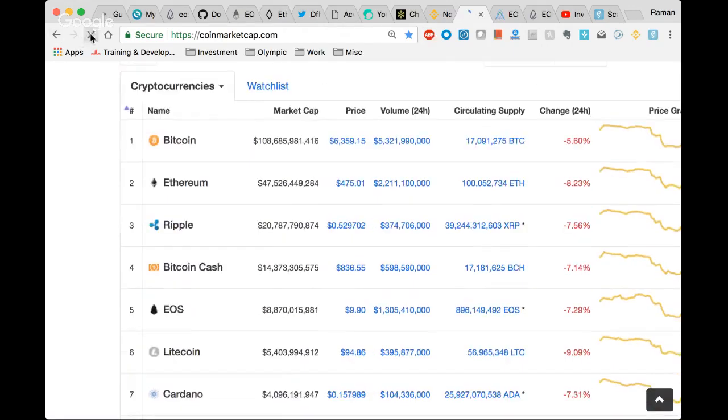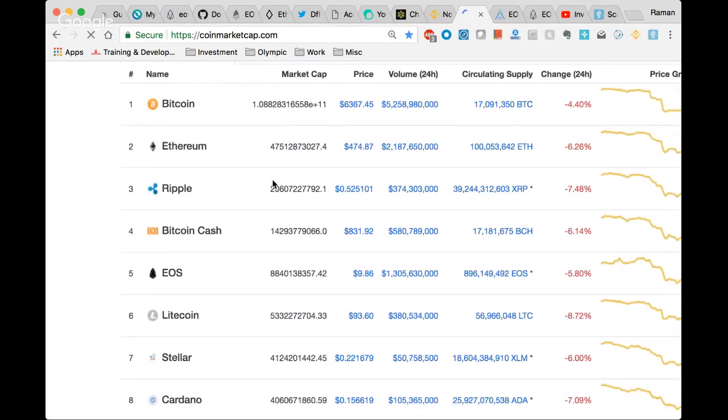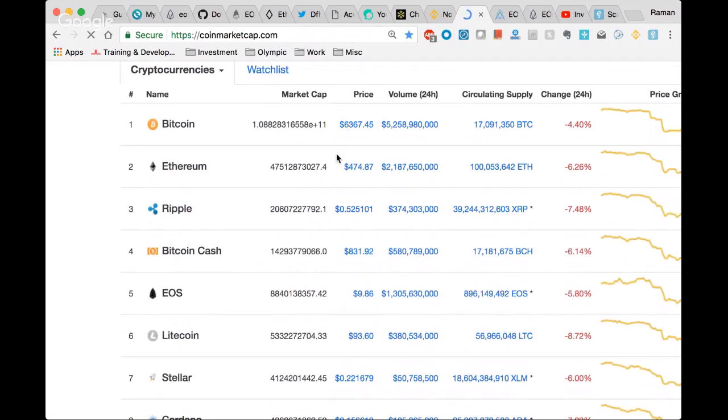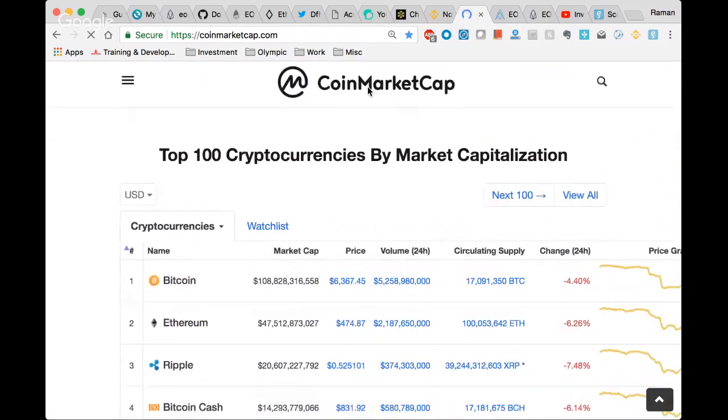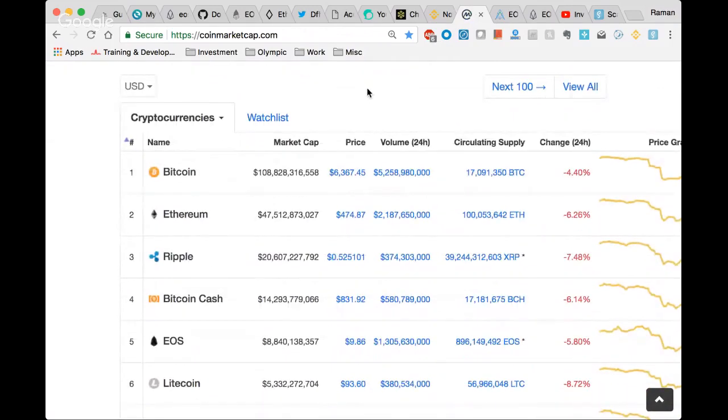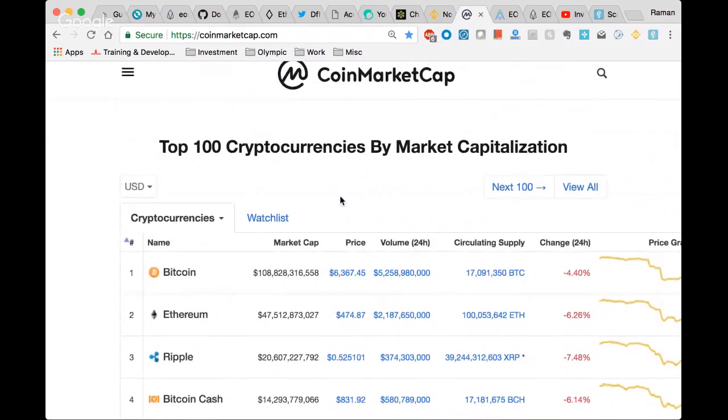So if you see, let's refresh it. So yeah, a little bit recovered, but I think the whole market had gone down. I saw almost $260 billion market cap. And if any such news happens that Ethereum is declared a security, we are all doomed for the short term. This will crash even further.